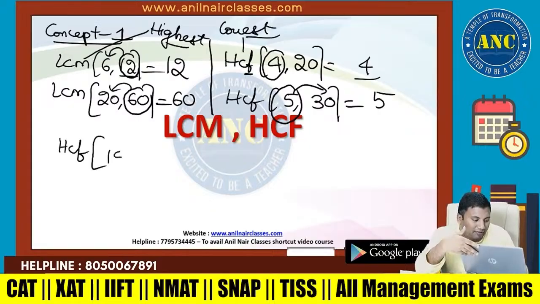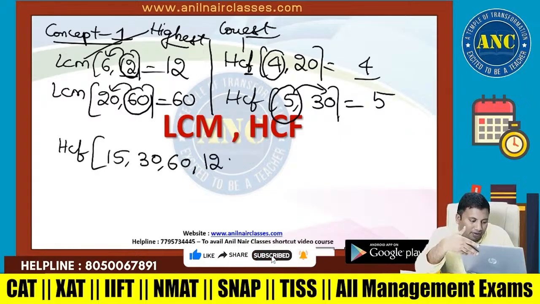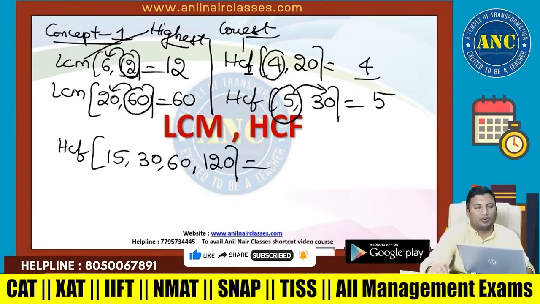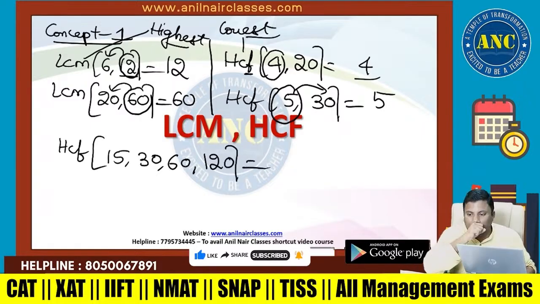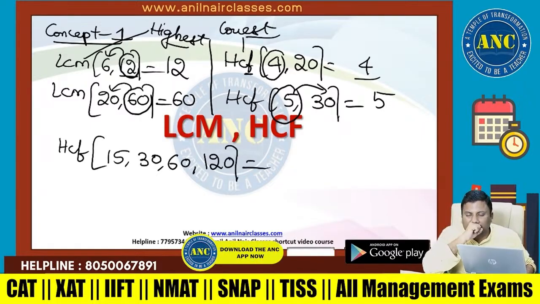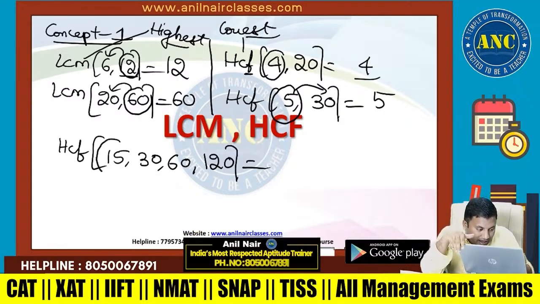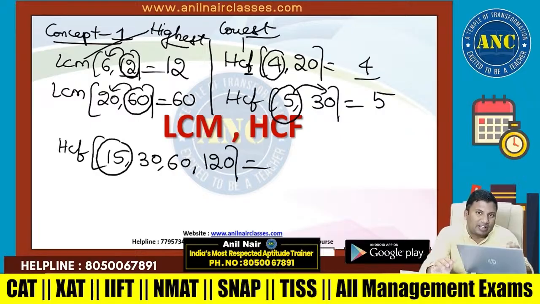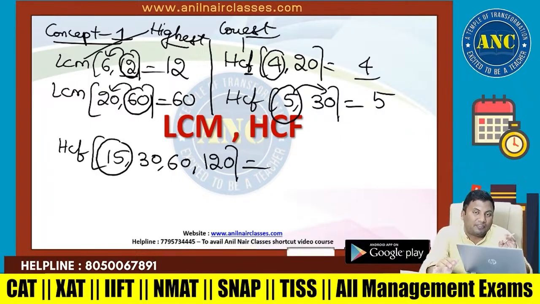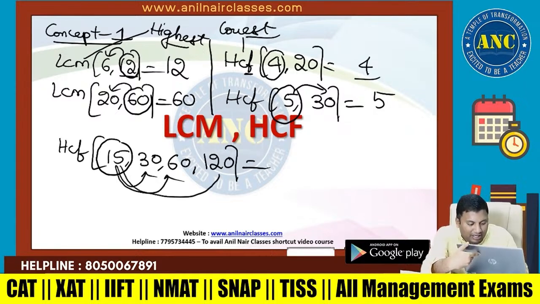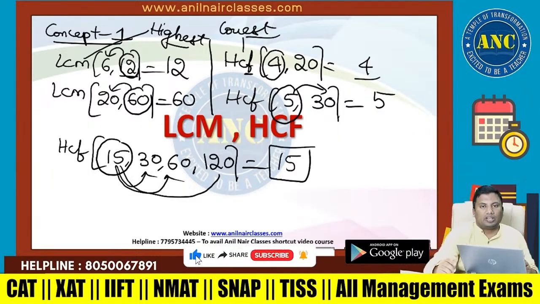HCF of 15, 30, 60, 120. I want HCF. HCF is highest common factor. Factor means take the lowest value, 15. Check whether this lowest value is a factor of every other number. 15 is a factor of 30, 15 is a factor of 60, 15 is a factor of 120. So the answer is nothing but the lowest value.